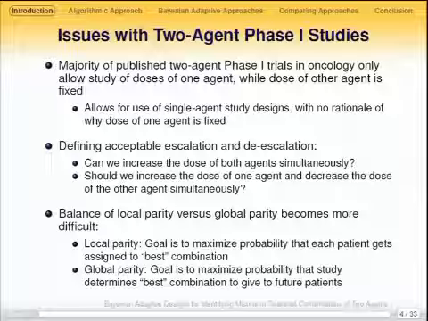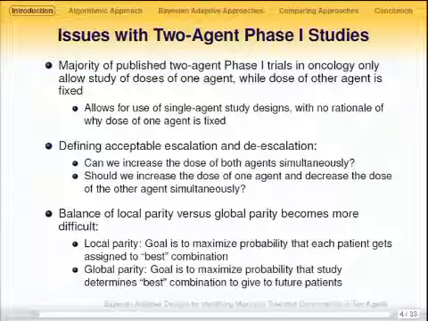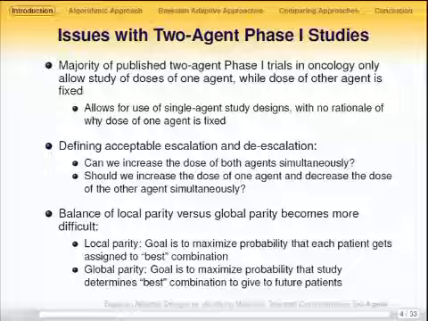I'm not the first person to have looked at this. There are people in the room here who have published designs to look at 2 agents. Some issues come up when we run these sorts of studies. Others will run these studies. I have not actually run one yet.